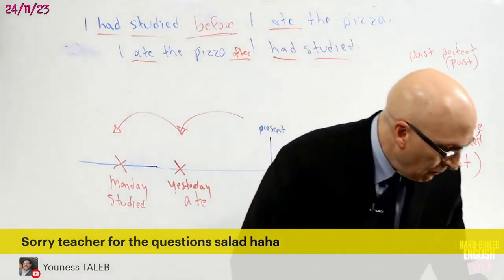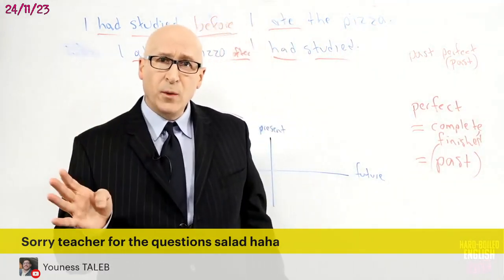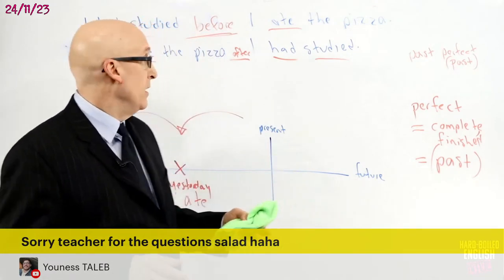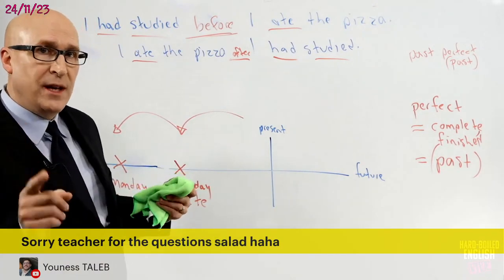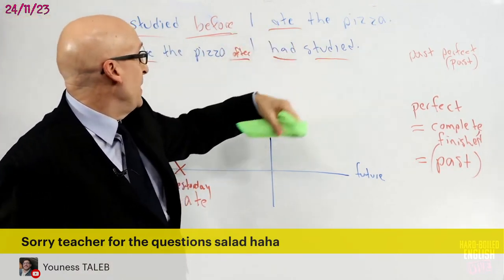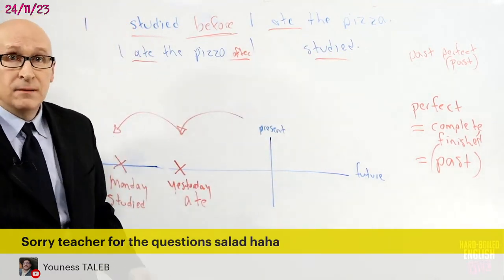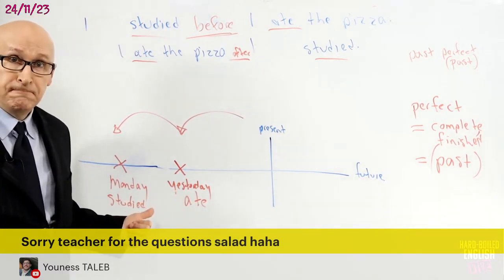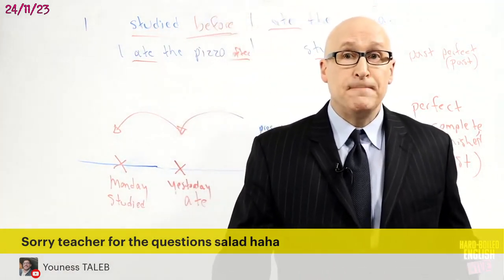So it fits my philosophy in English, which is one word is better than two and two words is better than three. If you can get rid of a word, you should do it. So if before and after already tell us the sequence clearly, we don't need past perfect. So we can go back to simple past. I studied before I ate the pizza. I ate the pizza after I studied. Is the sequence clear? Yes. Clearly the studying happened first. Right? That's past perfect. That is past perfect.